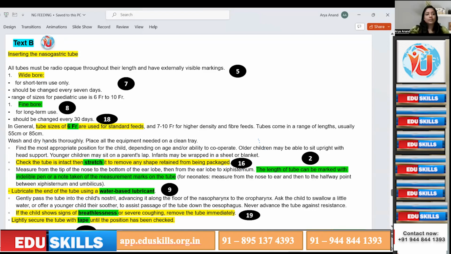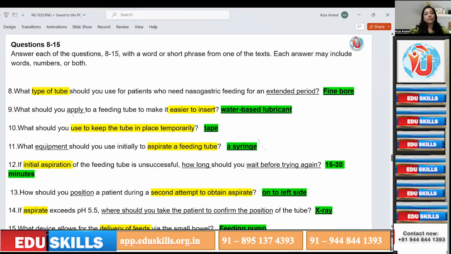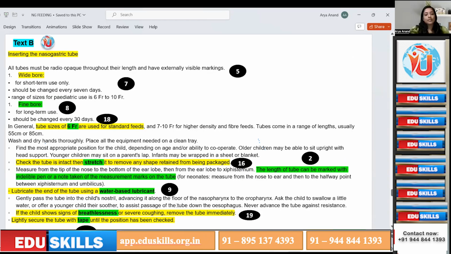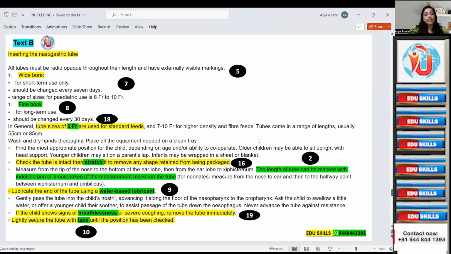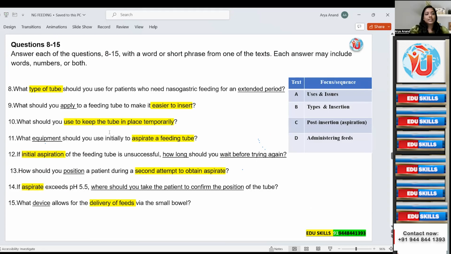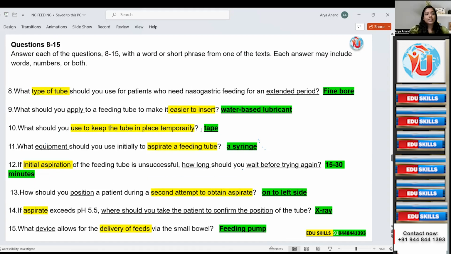Okay, fine. Now, ninth one, what should you apply to a feeding tube to make it easier to insert? So again, from text B only, right? A water-based lubricant. Yes, here you can see lubricate the end of the tube using a water-based lubricant. So your answer should be water-based lubricant. Check the spelling and write it, okay? Now, next one. What should you use to keep the tube in place temporarily?